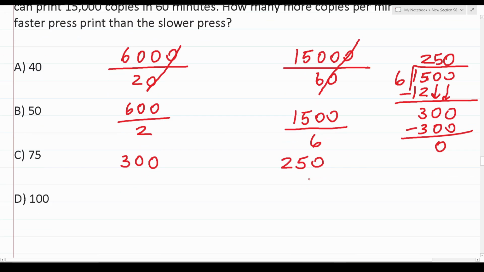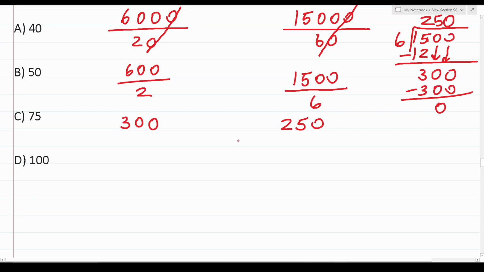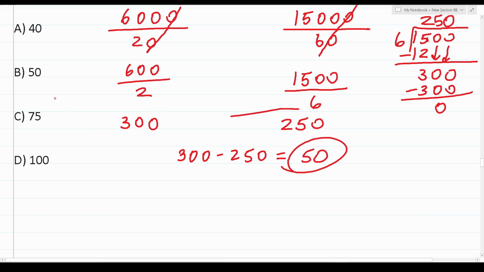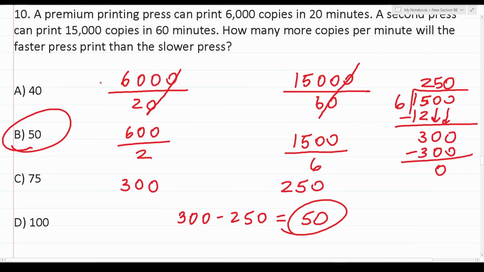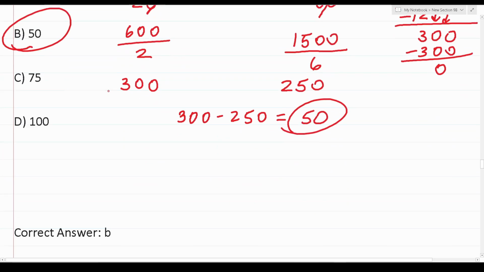Again, how much faster is the premium printing press than the slower one? That's simply going to be 300 minus 250, or just 50 more copies per minute, which is answer choice B in this case. All right, so that's that one. Just some simple math there.